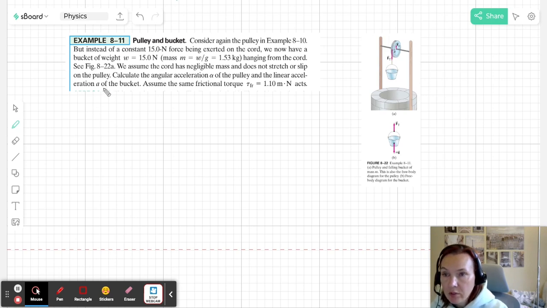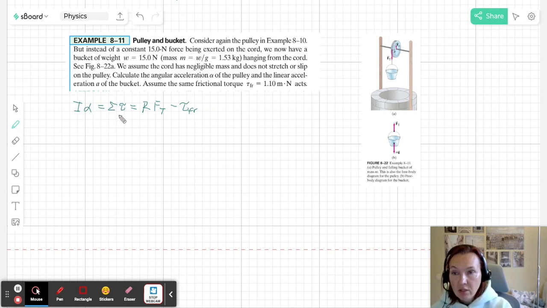Let's see what we will do here. We have to remember, since we're given something about the torque and we're looking for the angular acceleration, I alpha is the net torque, so the sum of tau, which is going to be equal to the radius times the force of the cord on the bucket minus the frictional torque. All right, so that is our equation.